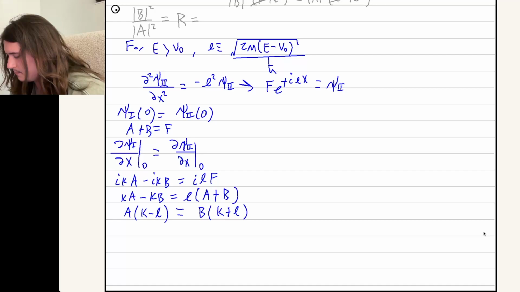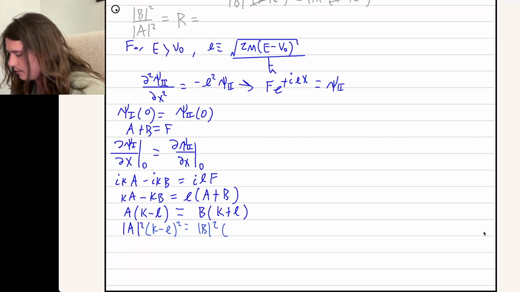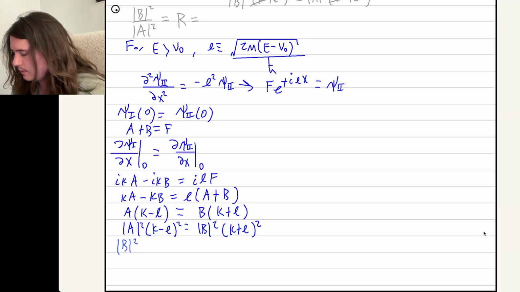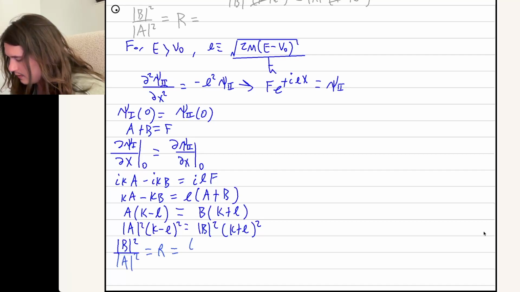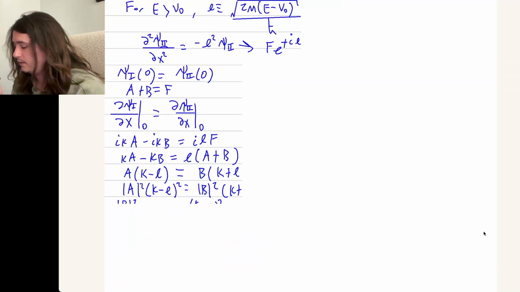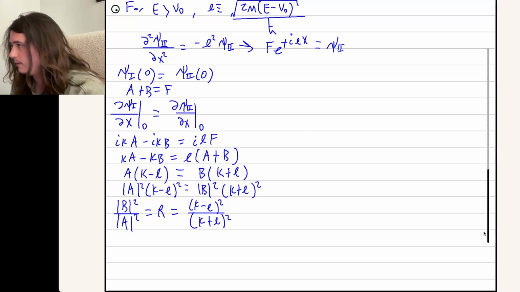Now when we take the square modulus of both sides, we have mod B squared times (k plus l) squared, and so mod B squared over mod A squared is the reflection coefficient, which is (k minus l) squared over (k plus l) squared. And there's a pretty funky way to deal with that, because if you try and plug k and l in right now, you're going to have a bad time.